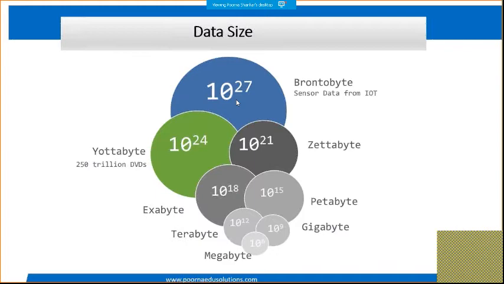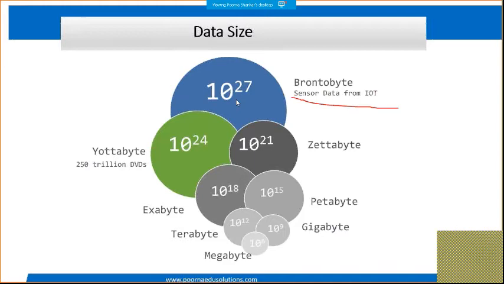If it is 10 power 18, it is an exabyte. 10 power 21 is a zettabyte. 10 power 24 is a yottabyte. 10 power 27 is a brontobyte. You see, we are living in the era of the brontobyte, because the majority of the data is coming from sensors, that is, the data from IoT. So I would say IoT is the first major contributor to big data.